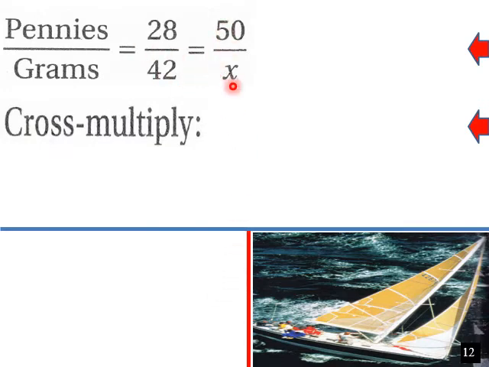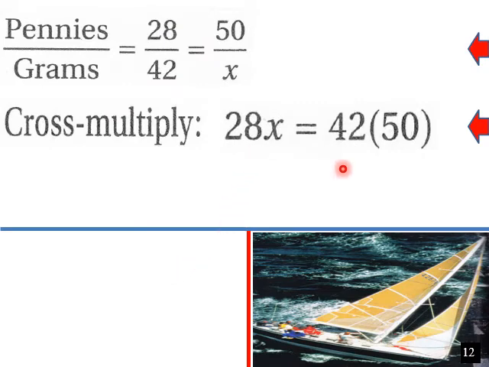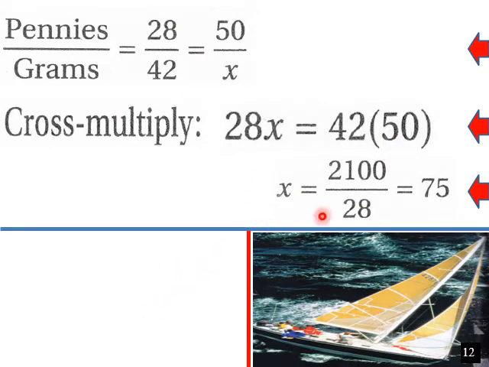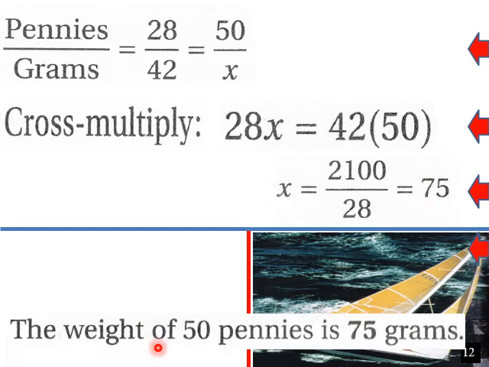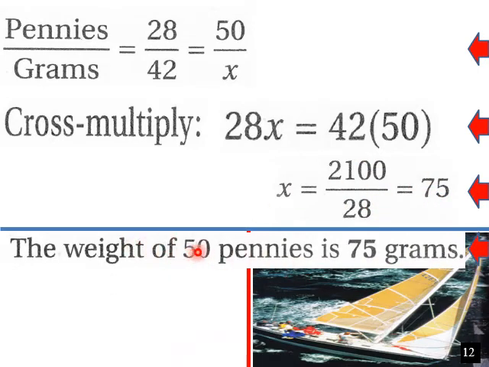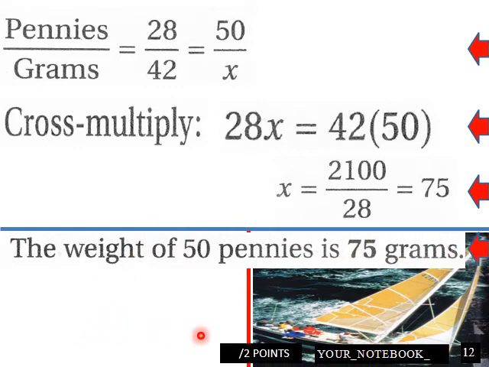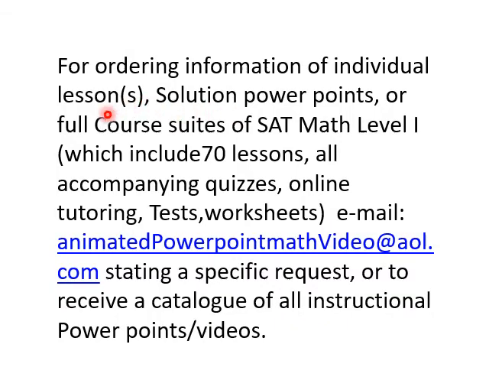Pennies over grams, so 50 over x. We cross multiply here to find x. 28x equals 42 times 50. 2100 over 28 equals 75. So the weight of 50 pennies would be 75 grams due to that direct variation proportion. So that was lesson 4.2, part 1.